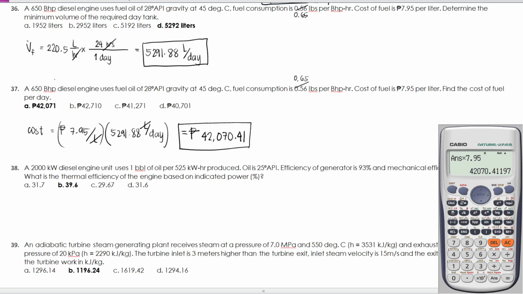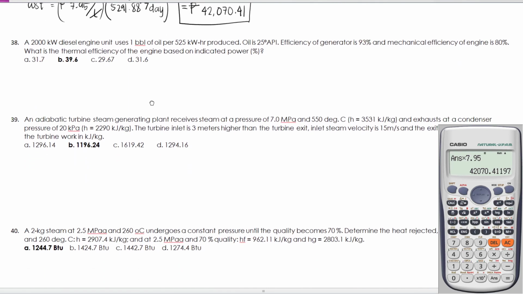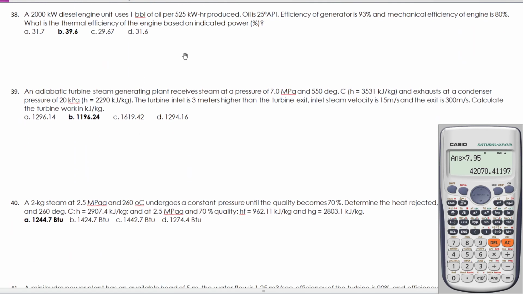So, continuation lang, basic lang from the properties of diesel fuel. So, let us proceed naman dito sa problem number 38. So, ito ay ibang problem naman, pero about diesel engine.